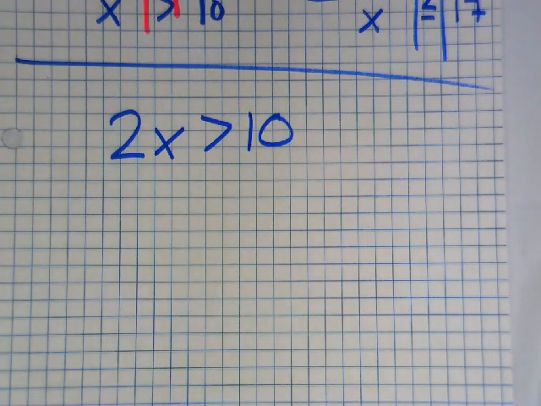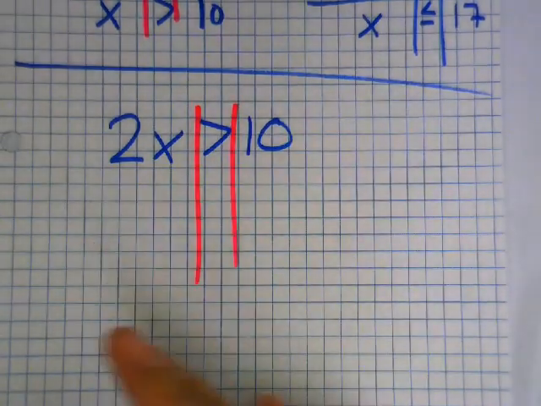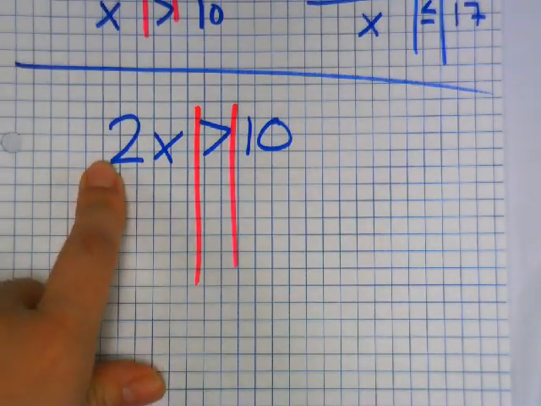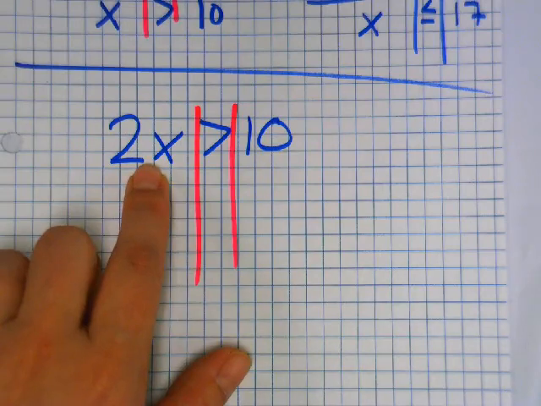2x greater than 10. All right. What does it mean when you have the 2 and the x together like that? What math is involved right here? Multiplication. Very good. So what do you have to do? You have to divide. In order to make x by itself, get rid of this 2. It's in the way. We have to do the opposite.